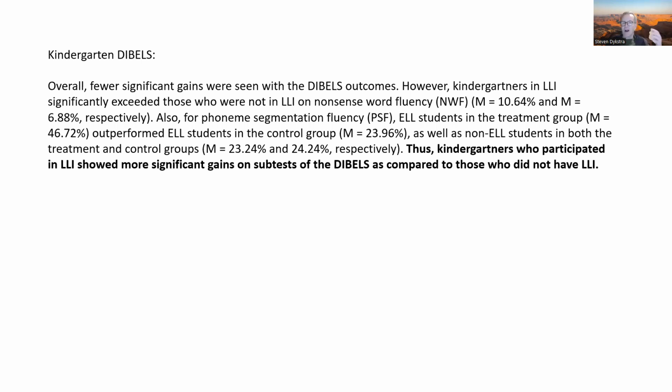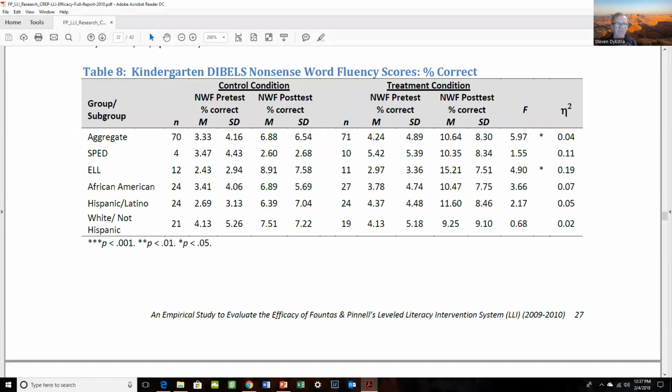They didn't want to talk about the Dibbles outcome. They really wanted to talk about, if you read the abstract, they talk almost exclusively about the results from the running records from their own assessment system. So let's look at the table of results for kindergartners.